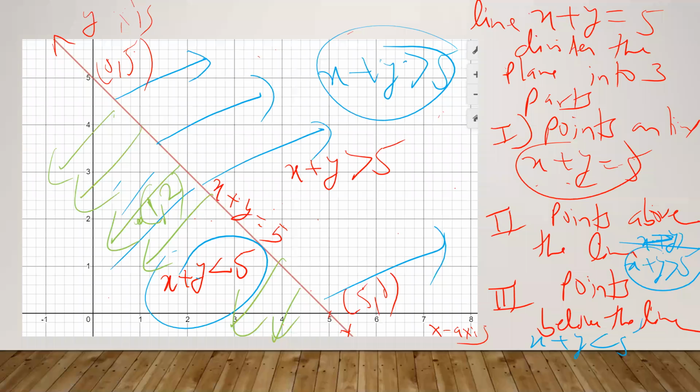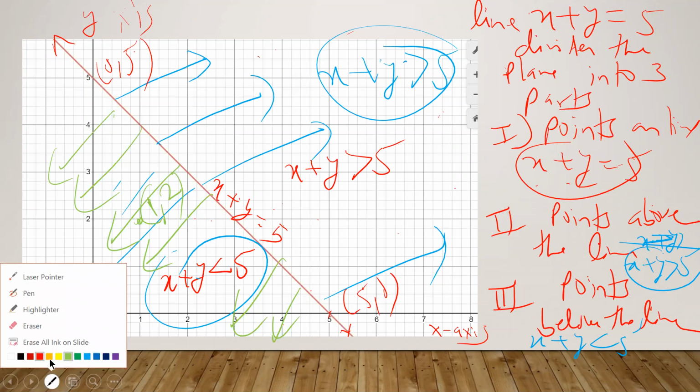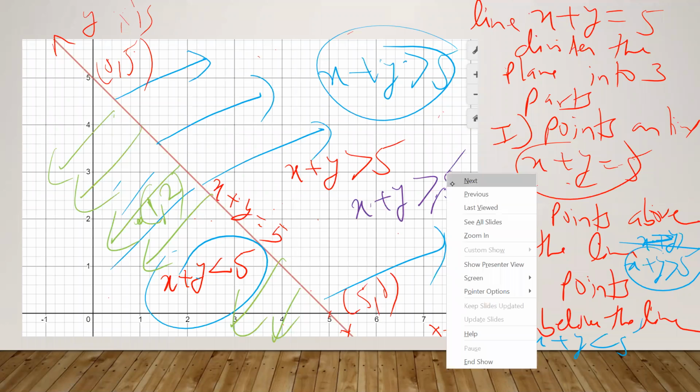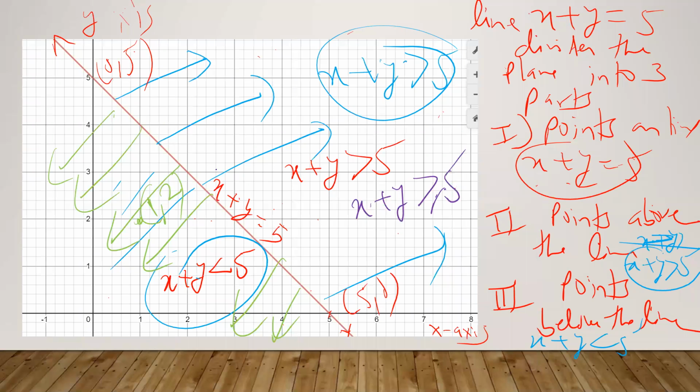Now, if I ask you, what are the points which are given by the inequality x plus y greater than or equal to 5? What is the meaning of this? x plus y greater than 5 and x plus y equal to 5, both will come in this. So what will be that region? See, x plus y greater than 5 is everything above the line.